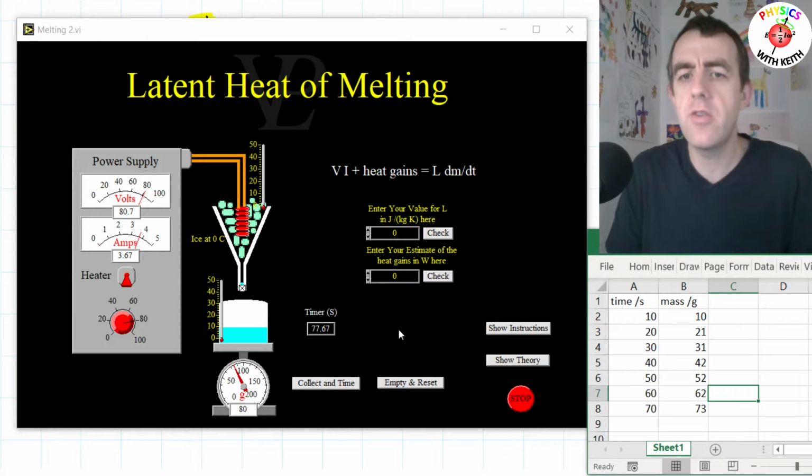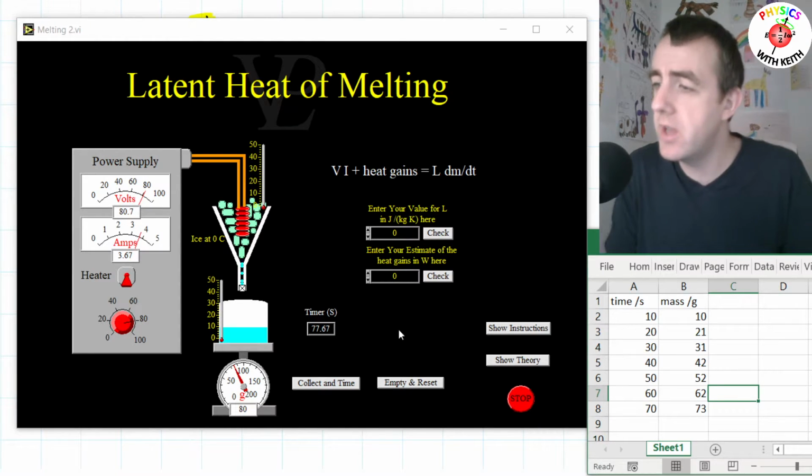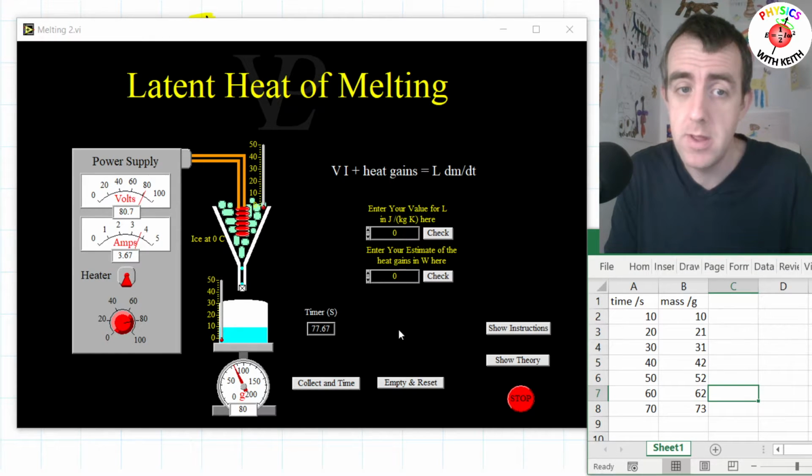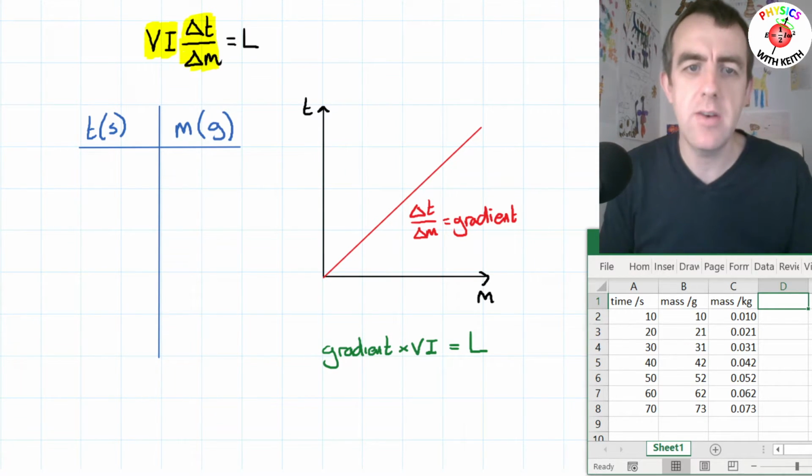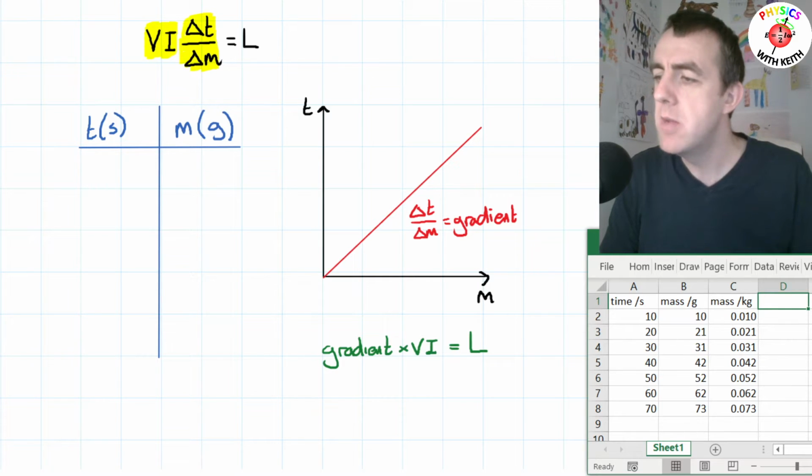You want as large a range of results as possible because the larger your range of results, the more accurate your final answer will be. Now at this stage, I'm going to convert my masses into kilograms. I don't need to. I could work in grams and then do the conversion at the end, but I find students find it easier if the conversion is done at this stage.